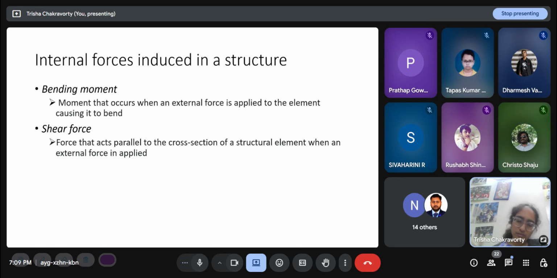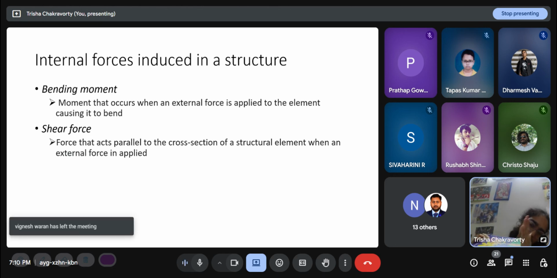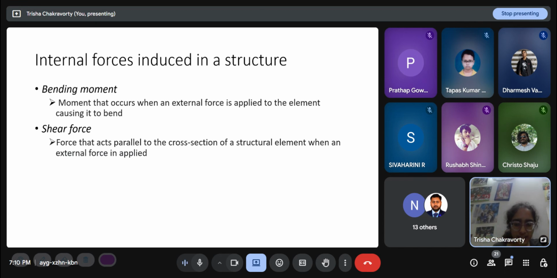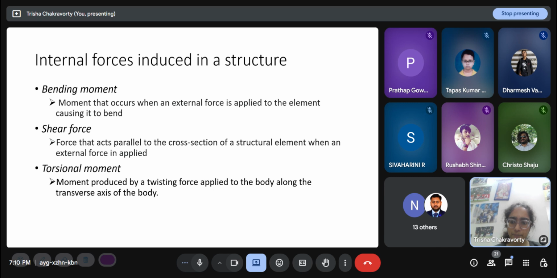And then the complement of bending moment is shear force, because shear force also comes when I apply transverse force. So when I apply a force like this, it has a shear force parallel to the cross section of the body, and it also causes a bending. So shear force is the force that acts parallel to the cross section of a structural element. So here, this is the cross section. If this is the length of my beam, then this is the cross section. And if I apply transverse load, the shear force is parallel to the cross section of the structural element when an external force is applied.